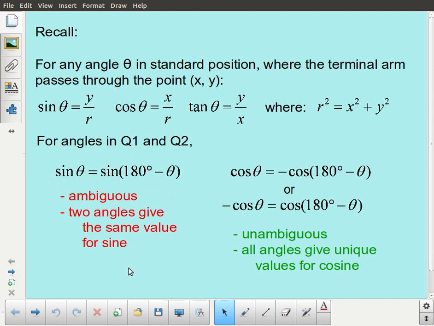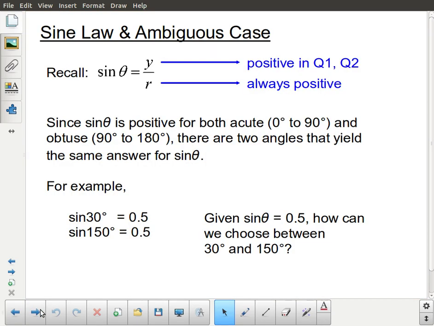Because these two things are equal to each other, we call that ambiguous. We don't know which one we're talking about. Are we talking about the acute angle, or the obtuse angle? We have two angles that give the exact same value for sine, which means technically we could have two different triangles that seem to have the same answer when dealing with sine. And since this lesson focuses on the sine law, if sine itself is ambiguous, there's potential for the sine law to be ambiguous. So how do we resolve this?